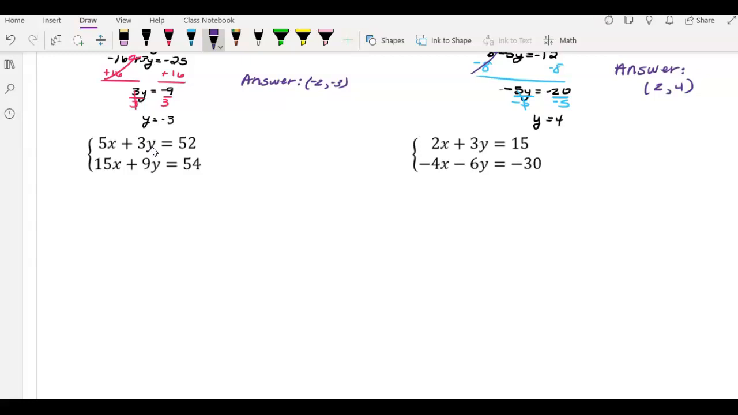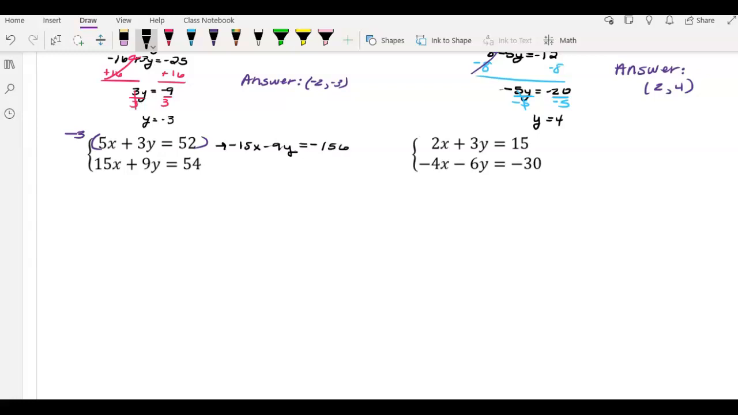And what number do you think that would be? 3. 3 is correct. So our first equation, if we multiplied it by 3, would get us exactly 15x, exactly 9y, and exactly 156. However, we want opposites, so we're actually going to be multiplying by negative 3. So now we have negative 15x, negative 9y equals negative 156.